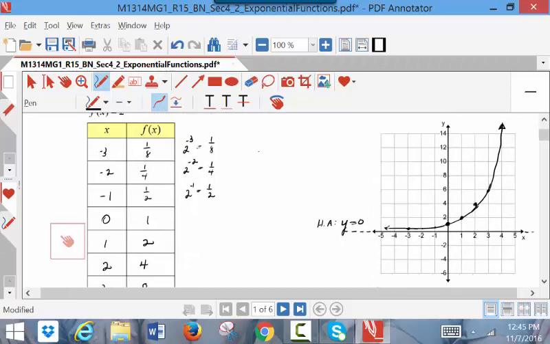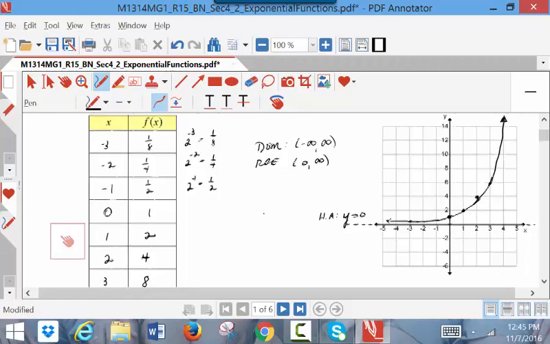Okay, it is asking me what is the domain and what is the range. And the domain is all real numbers, negative infinity to infinity. But your range is limited. So you're starting at a y value of 0 and going up. Well, you don't ever actually touch the x-axis, so you don't get to have the 0, but your y values are going up to infinity very quickly. So there's your domain and your range of this exponential function y equaling 2 to the x.